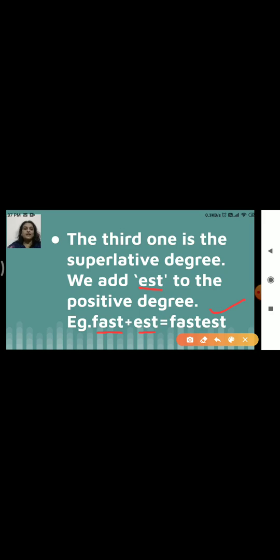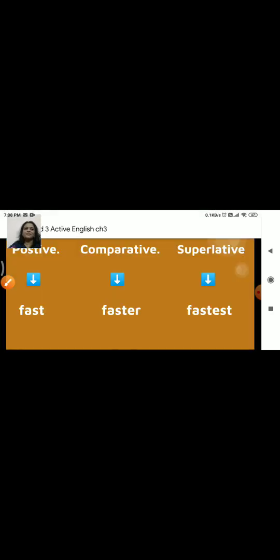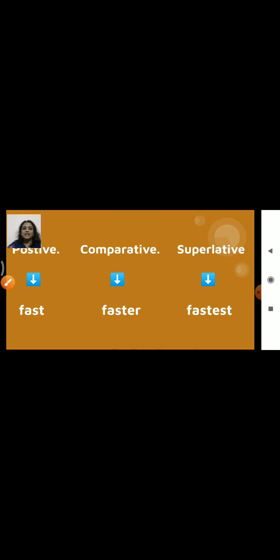Followed? So how many degrees? 3 degrees. What are they? The first one is the positive degree, second one is comparative degree, and then the third one comes superlative degree. Got it till here? Okay, so here you can see on our screen, positive, comparative and superlative.